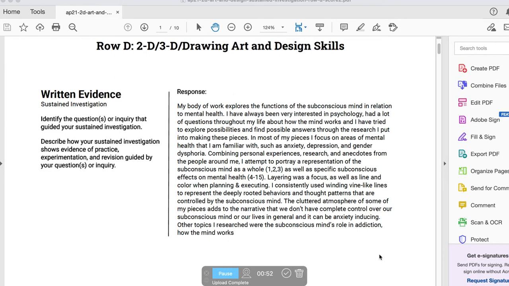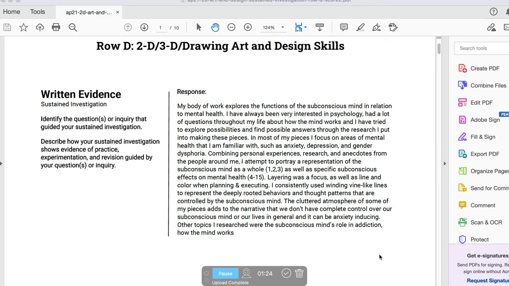My body of work explores the functions of the subconscious mind in relation to mental health. I have always been very interested in psychology, had a lot of questions throughout my life about how the mind works, and I have tried to explore possibilities and find possible answers through the research I put into making these pieces. In most of my pieces, I focus on areas of mental health that I am familiar with, such as anxiety, depression, and gender dysphoria.